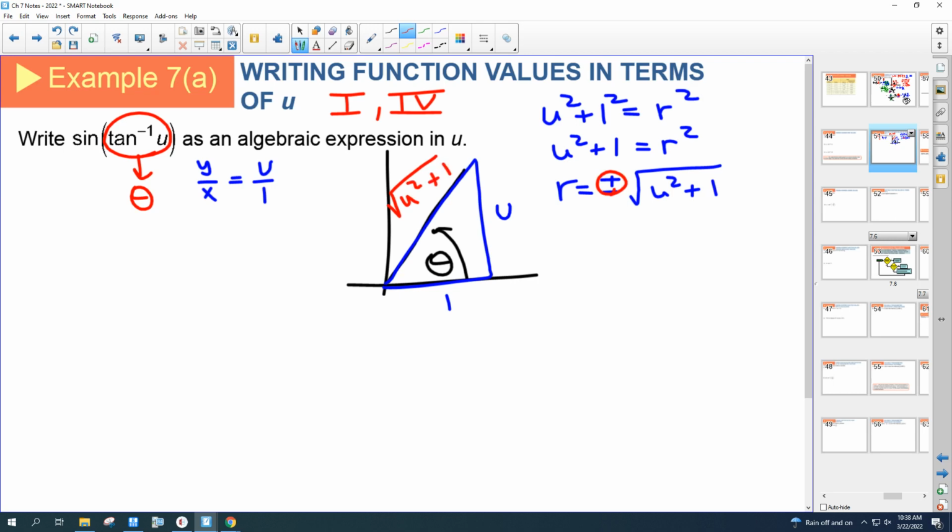Now, I always have some people try to clean this up, and they try to say that the square root of u squared is u, and the square root of 1 is 1, and so they say u plus 1. But that's not how it works. Okay, that's not how it works because of order of operations.